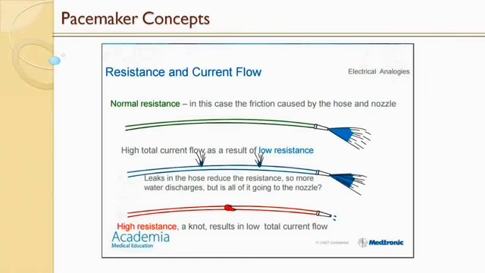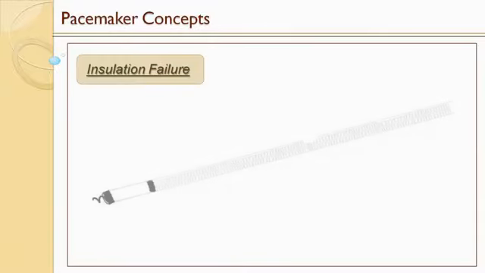If we look back at this image and take a closer look at the hose in the middle, we can see that the hose has developed some cracks or cuts in the side of the hose, allowing water to spill out the sides. Because of this extra water spilling out, the hose has a high total current flow as a result of low resistance. The resistance of this hose is low because there's more areas for the water to escape from. This is very similar to when we have an insulation failure.